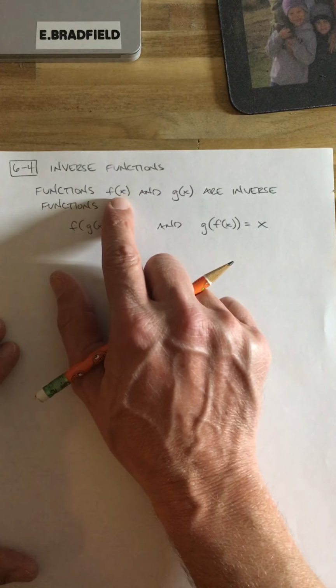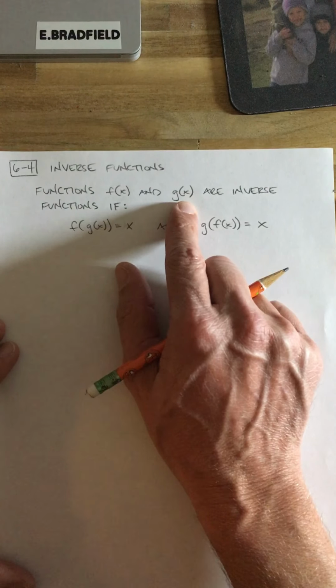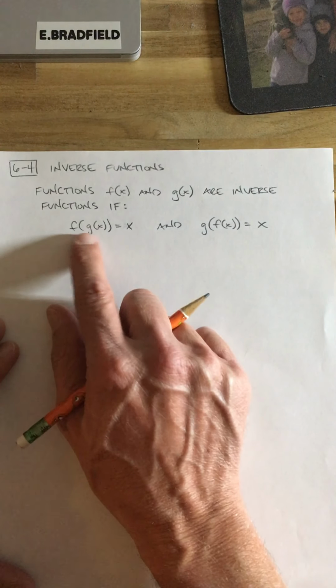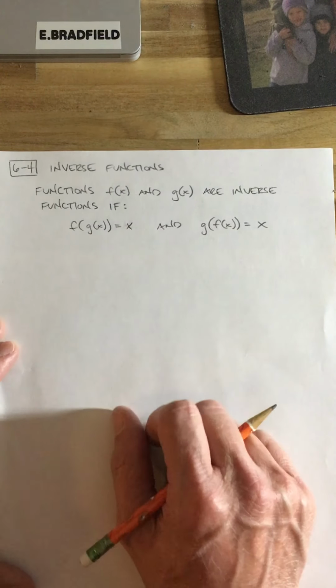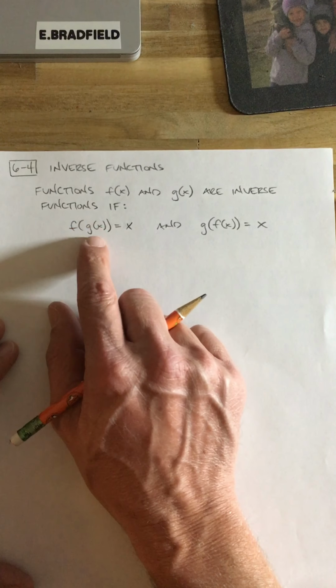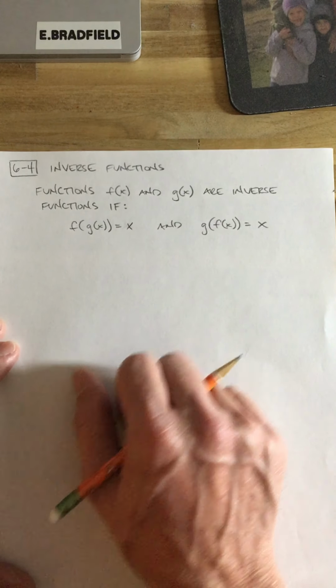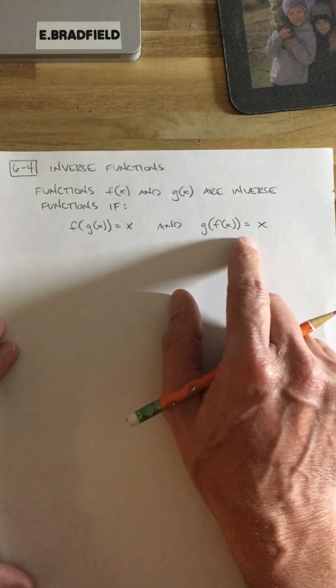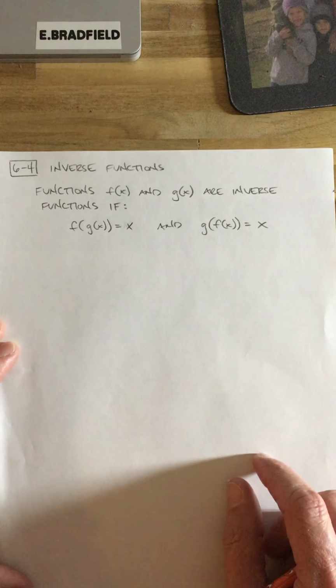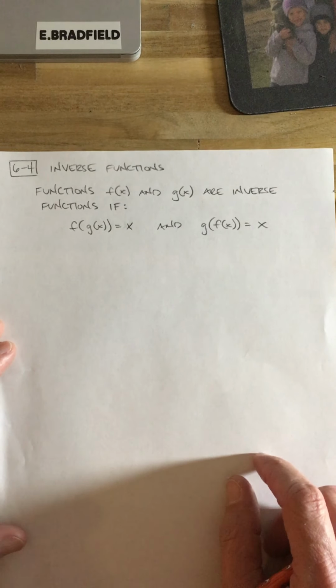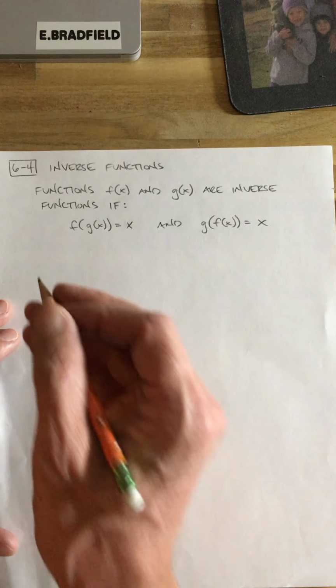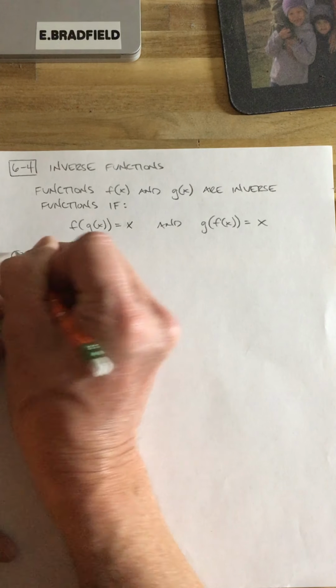We have two functions, f of x and g of x, okay? And they're inverse functions if you compose the two and it equals x, okay? So if f of g of x equals x, and if g of f of x equals x, then you've got inverse functions. Then you know that two functions are inverses of each other, okay? So let's just practice part A.